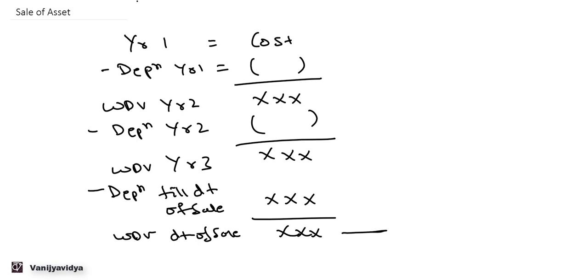Now this WDV is compared to your selling price at which the asset is sold. If the WDV is less than the selling price, then it is profit on sale of asset. If WDV is greater than the selling price, then it is loss on the sale of asset.